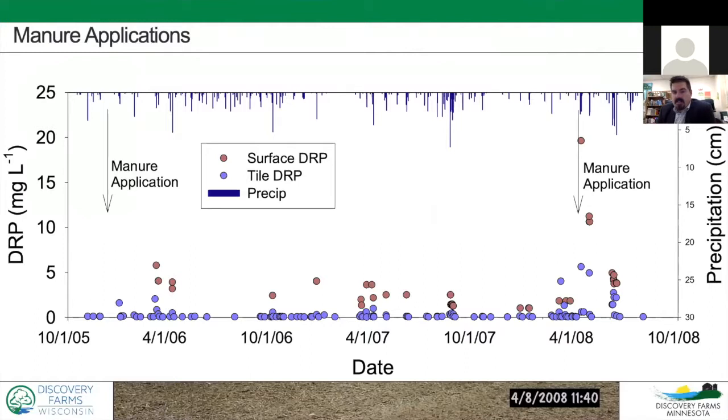So clearly it's not just the fact that manure is applied. It's related to, you can look here, manure is applied. These are the rainfall events, not a lot of rain, but we had a manure application here followed almost immediately by a rainfall event that's flushing stuff out.